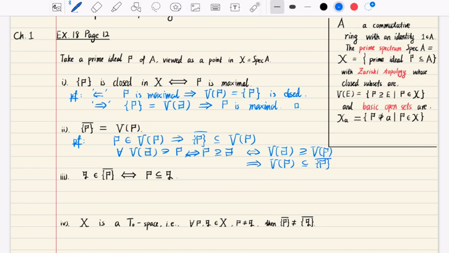Combine these two things together, you will have that the closure of a point in the spectrum is equal to the closed subset defined by the prime ideal itself.